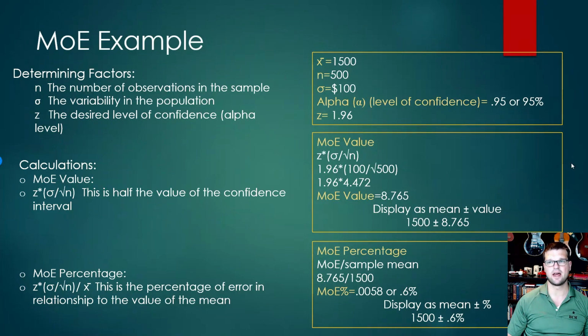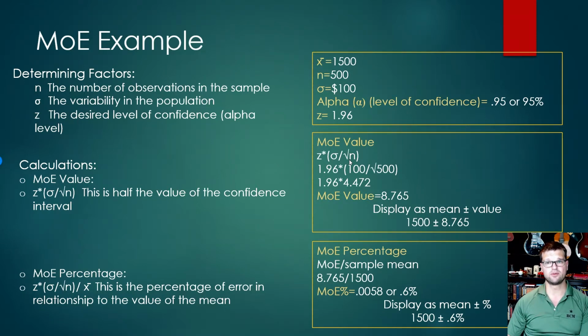And then that gives us a z value of 1.96, which we'll get into in just a minute. But for right now, just know that when we have an alpha of 0.95, and we're dealing with z values, it's going to be 1.96 every single time. So calculations, margin of error. We've got z multiplied by the standard deviation divided by the square root of n. So this is the margin of error.